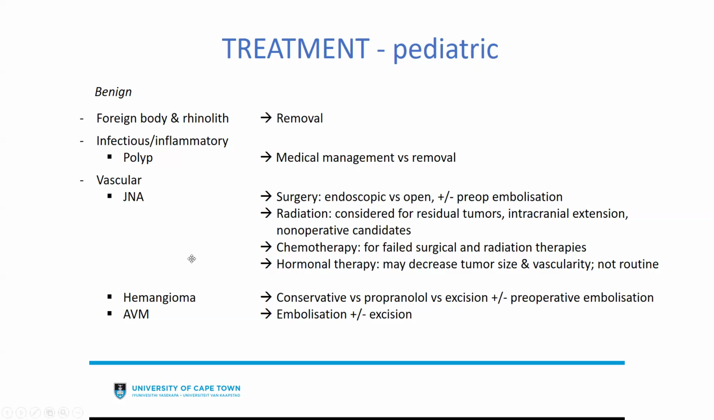For hemangiomas, you can either have a conservative approach, or you can use a beta blocker, propranolol, or you can excise it with or without preoperative embolization. For an arteriovenous malformation, you will also do an embolization and excision.